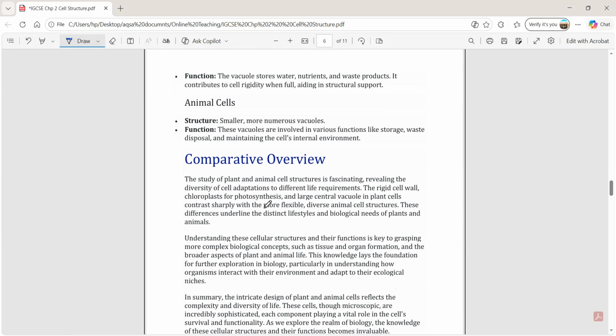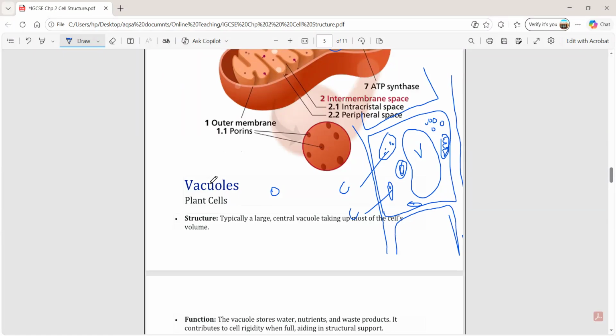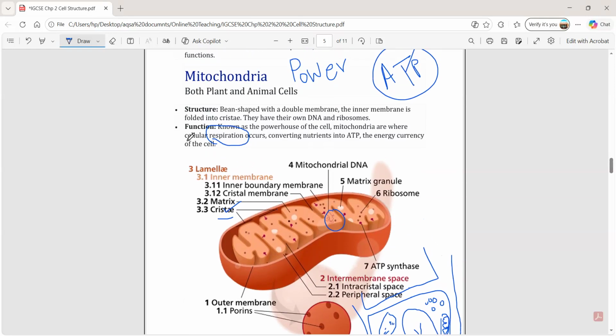Okay, so this is the comparative overview. Let me explain what is the difference between animal cells and the plant cell. Vacuole is only present where? In the plant cell. It is not present in the animal cell. Mitochondria, we call them as the powerhouse of the cell because cellular respiration is the procedure which occurs where? In the mitochondria, right? And it is present in both the animal cell and the plant cell.